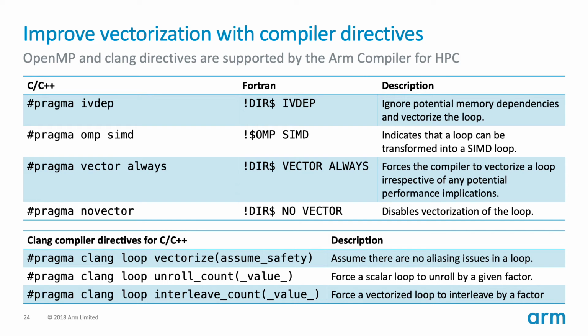You can also improve vectorization by using compiler directives. Many of the OpenMP directives are supported by the ARM compiler, so you can use pragma ivdep or the directive ivdep in Fortran. This will ignore potential memory dependencies and vectorize the loop. You can also use OMP SIMD in both C and Fortran to indicate that a loop can be transformed into a SIMD loop. If you really want to force vectorization, you can say vector always. This forces the compiler to vectorize a loop irrespective of any potential performance implications.